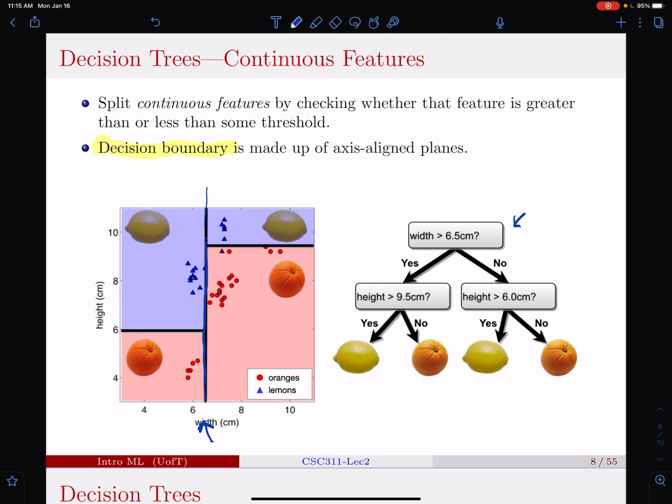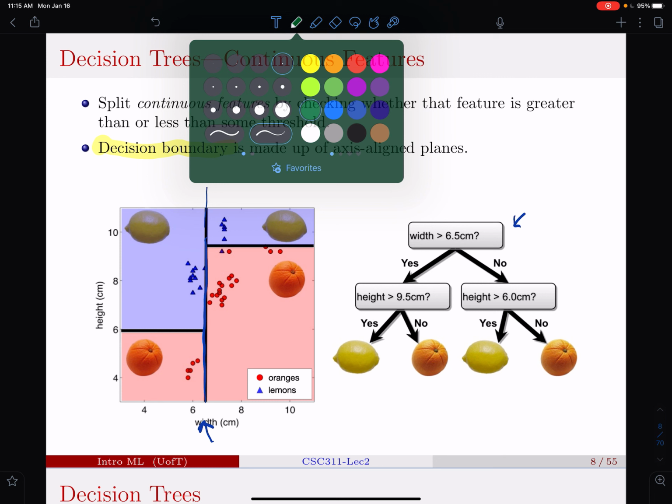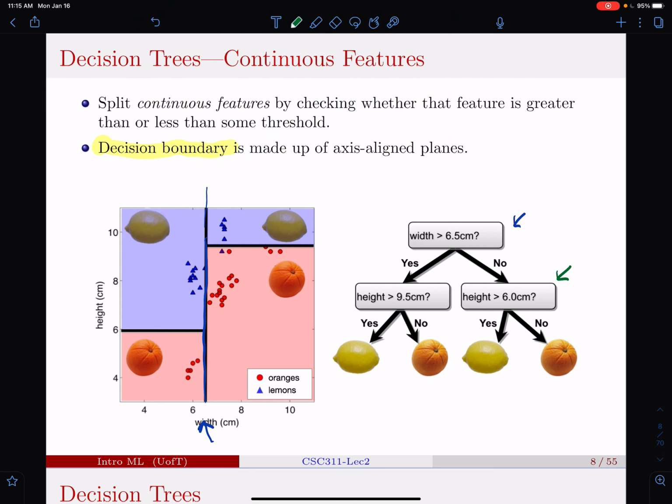And if we focus on the right branch, height greater than 6. The first branch tells us whether the width is greater than 6.5, and this next one is asking whether the height is greater than or less than 6. So if the answer is no to the first one, we know we're on this left region here. And then the second thing is specifying this boundary here. So we end up having axis-aligned planes, and depending on which region the data point ends up in, that's the label we end up assigning.